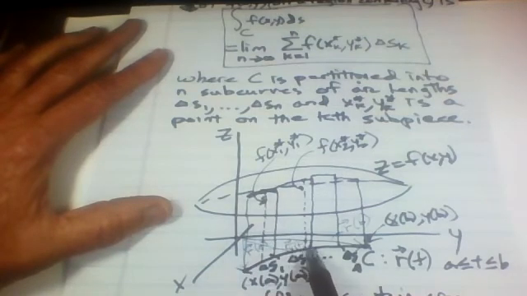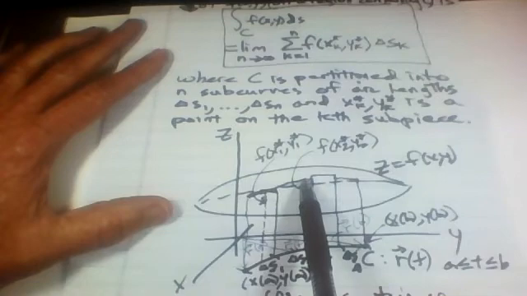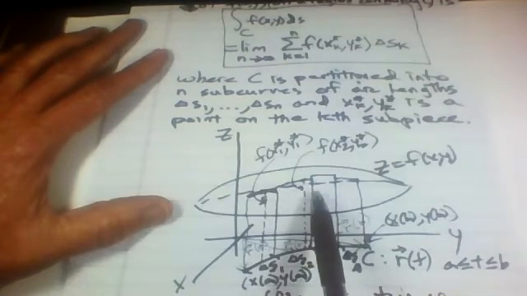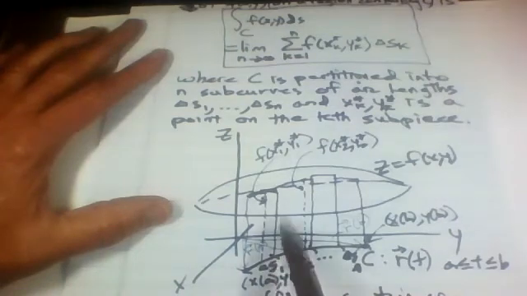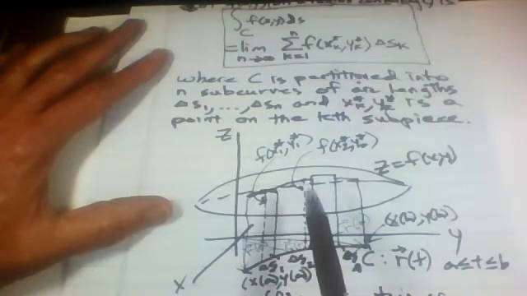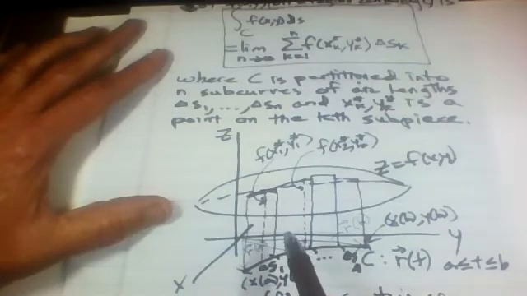Same thing in the second subinterval, I take some point x2 star, y2 star, I take the height of the surface above it, and then I take a curved rectangle of that height that curls along the base here. The base and the top are the same curve. And so what I've got is curved rectangles.